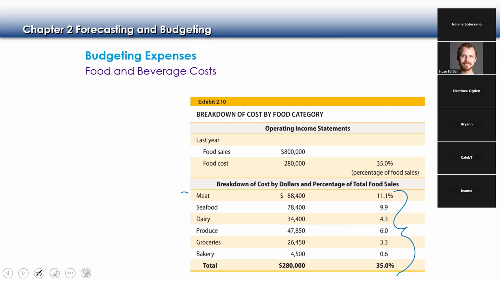Because if you look, we're at 35%. That's a big number for food cost. Now, for a steakhouse, that might make sense, right? But it's really important to be able to look to see where our budget is going, and that helps us identify where we can make changes for the future, right?